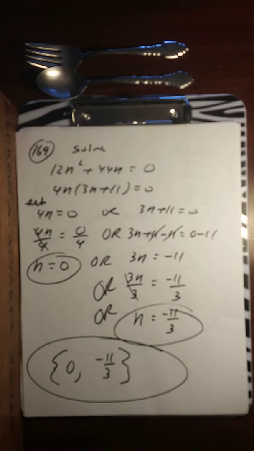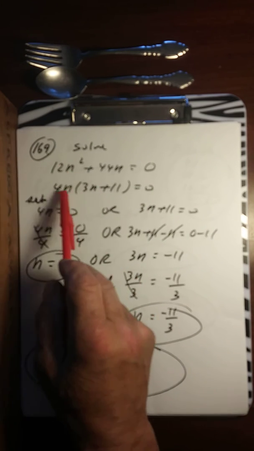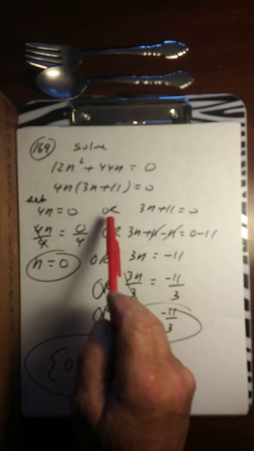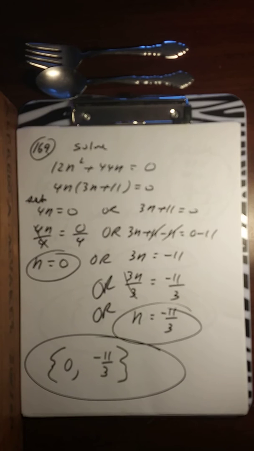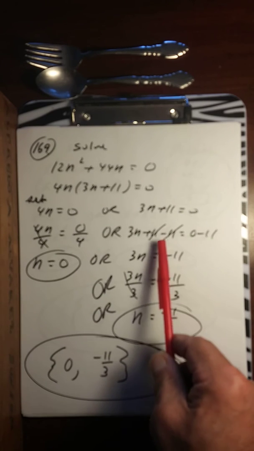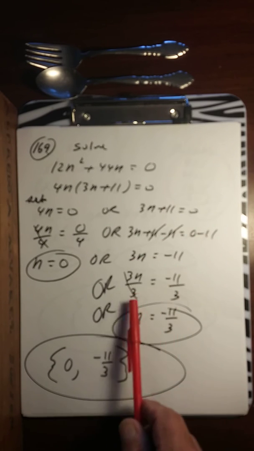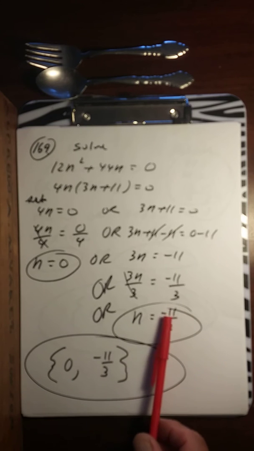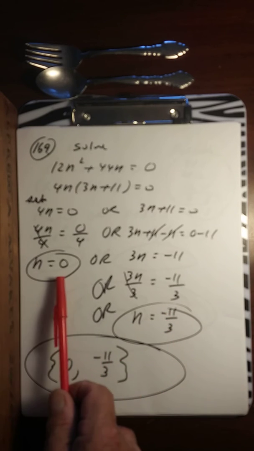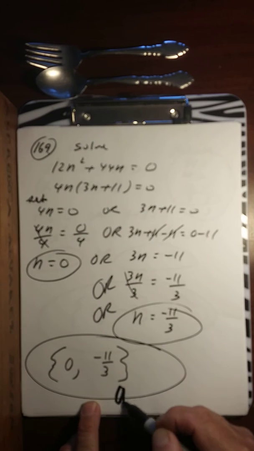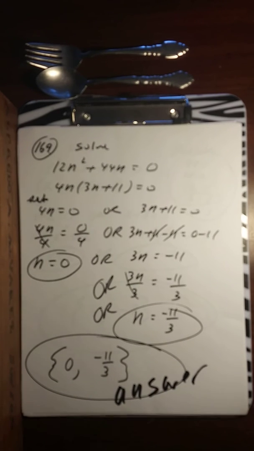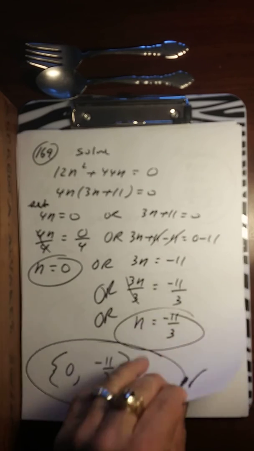This one, we're going to factor out 4n, that's 12n, that's that. Now, 4n equals 0 or 3n plus 11 equals 0. So divide by 4, n equals 0, done. This one, minus 11, so 3n equals minus 11, divide by 3, so n equals negative 11 over 3. So we have 0 and negative 11 over 3, so the answer is right here. Right there. Both answers, 0 and the negative 11 over 3.